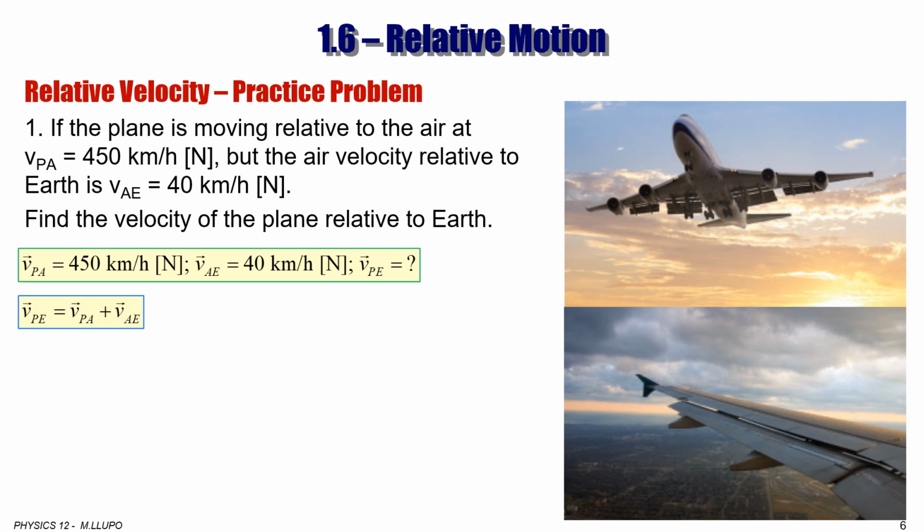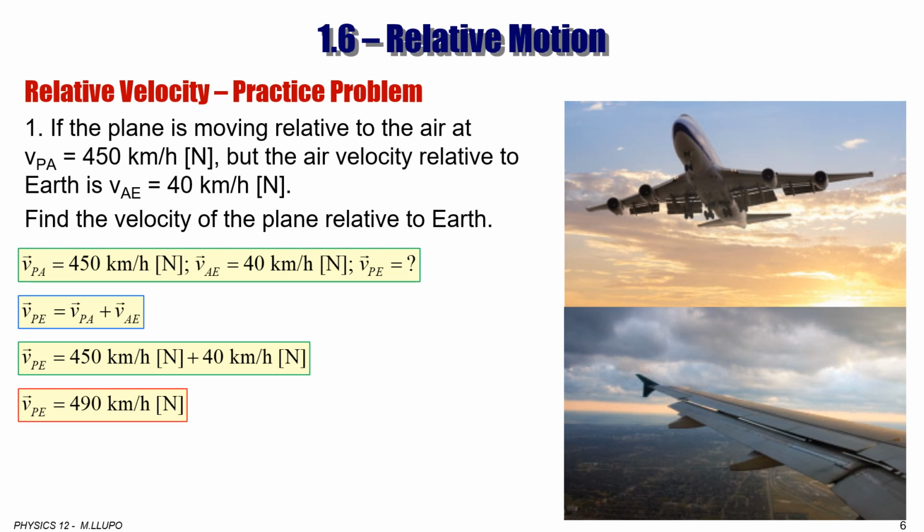Now, the formula is velocity of plane relative to Earth is equal to velocity of plane relative to air plus velocity of air relative to Earth. It's a vector addition. The thing is, it is in one direction, a straight line. That's easy, so you can do that calculation right away. 450 kilometers per hour north and 40 kilometers per hour north. Both of them are the same direction, north. So the answer would be velocity of plane relative to Earth is 490 kilometers per hour north.